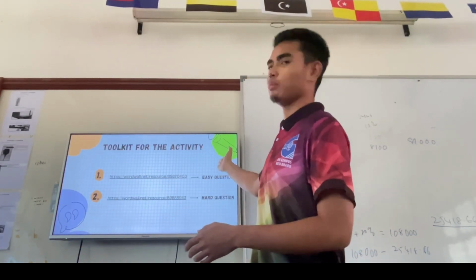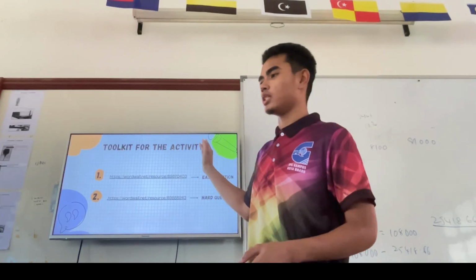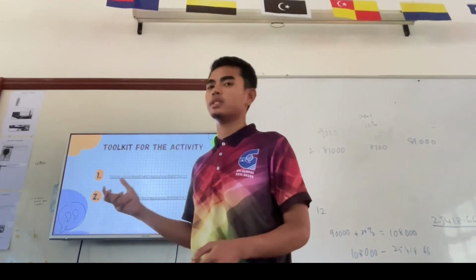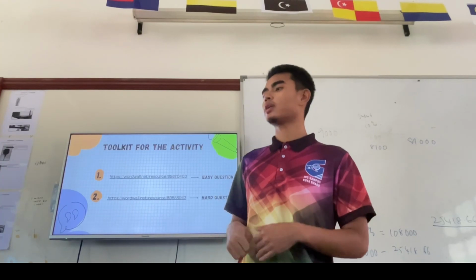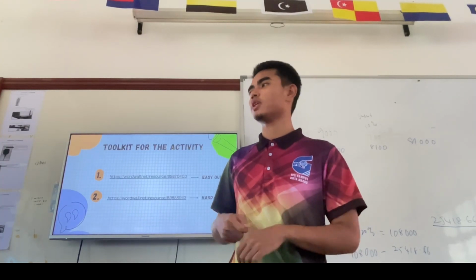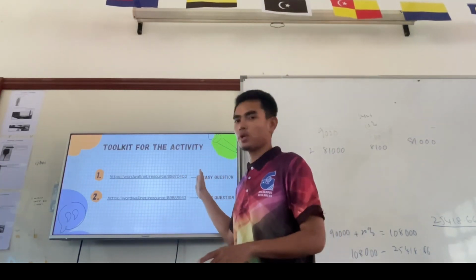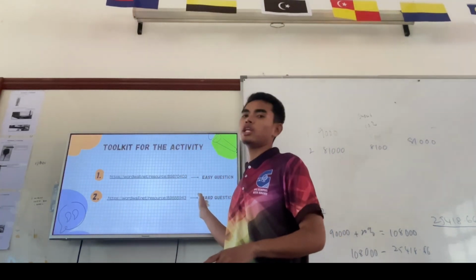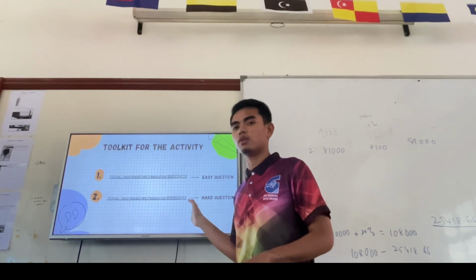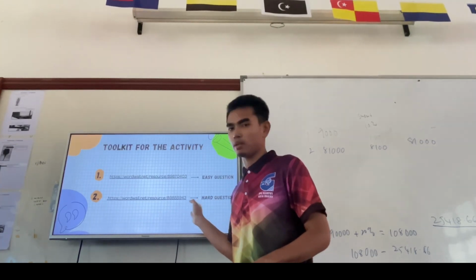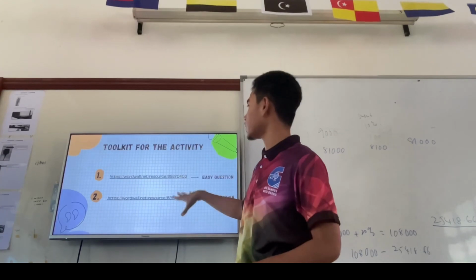For example, as I said before, the easy question is for the pupils who can make, for example, 3 out of 5 shots into the basket. So they need to answer the easier question. The hard question is for the students who only make 2 out of 5 or below inside the basket. So these are the questions that I will prepare.